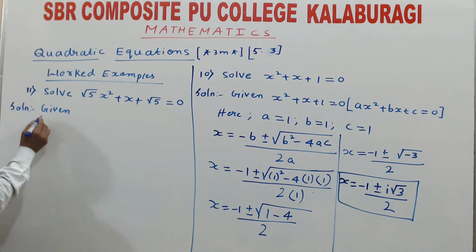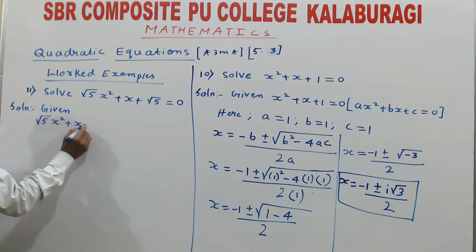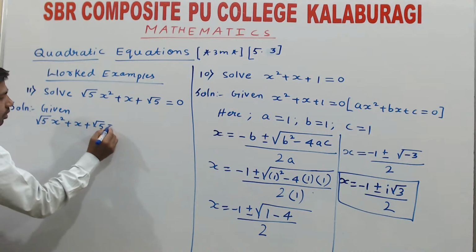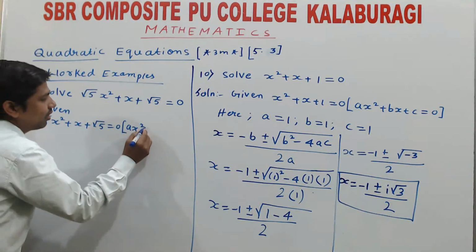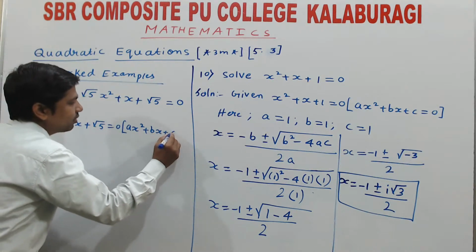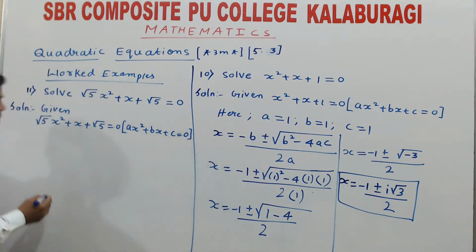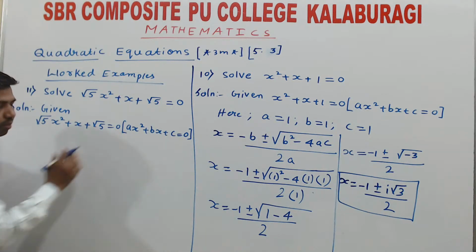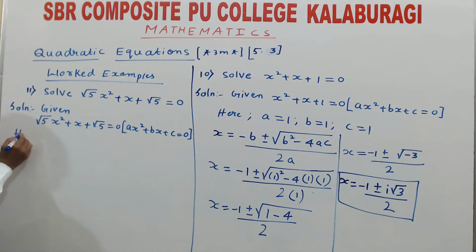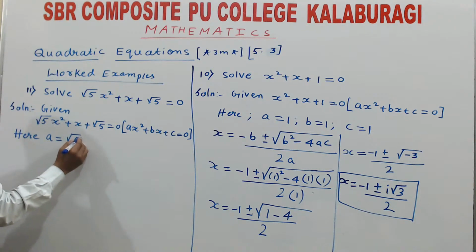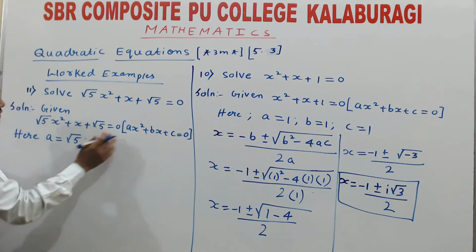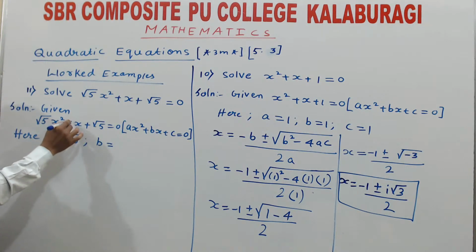Let us take the given equation. What is the given equation? Root 5 x square plus x plus root 5 equal to 0. So which is in the form of ax square plus bx plus c equal to 0. Comparing this equation with ax square plus bx plus c equal to 0, here what is the value of a? a is equal to root 5. b, what is b? The coefficient of x, nothing is there, what is there? 1 is there.